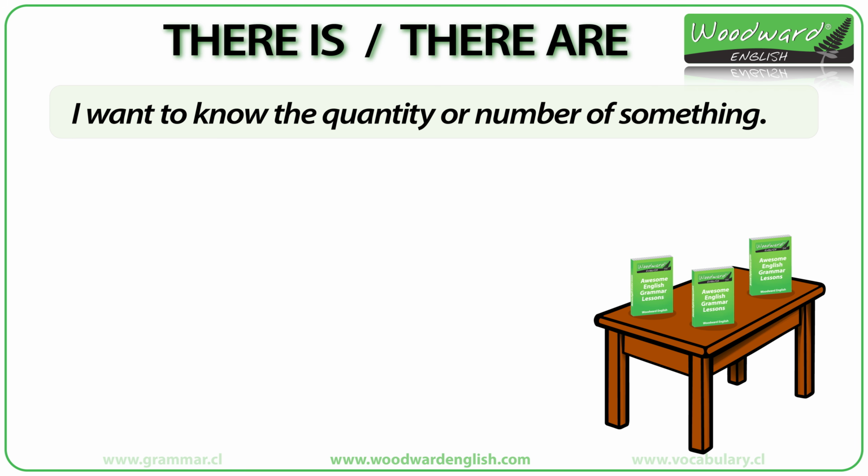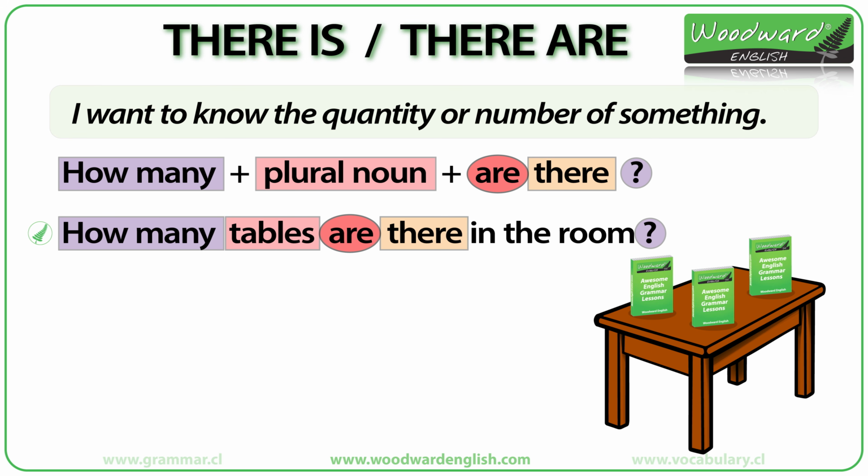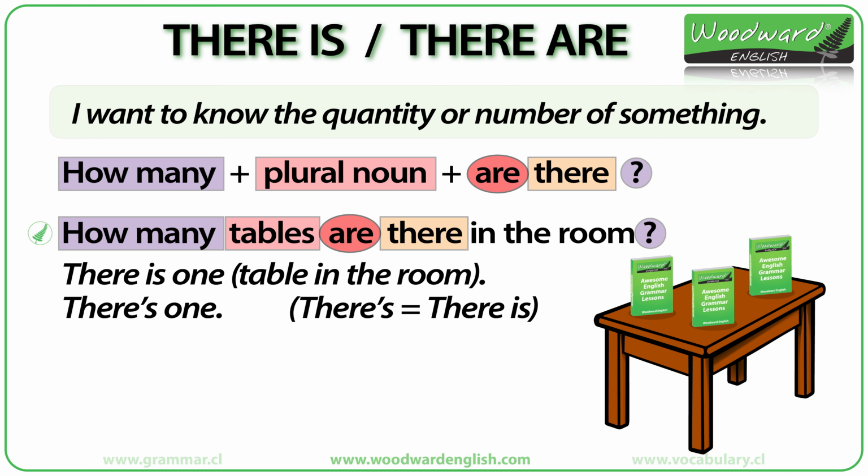When you want to know the quantity or number of something, you use how many plus plural noun plus are there. For example, how many tables are there in the room? There is one. Or you can say, there is one table in the room. You can also just say, there's one. There's is a contraction of there is, which again is used a lot in spoken English.